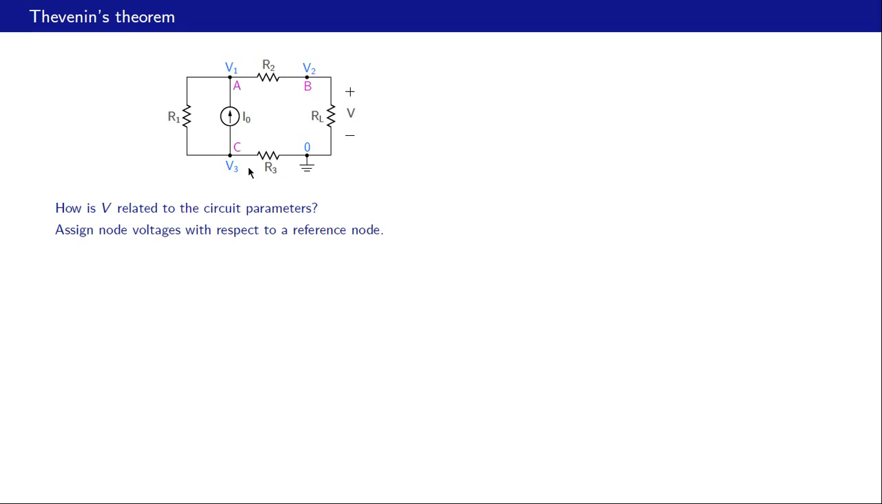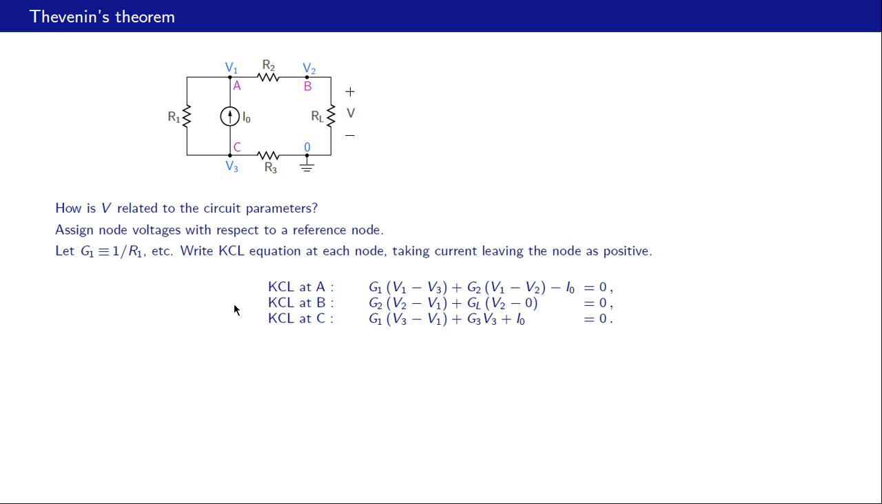Now what we will do is write KCL equations in terms of V1, V2 and V3 at these nodes A, B and C. And in doing that, let us define G1, a conductance, as 1 over R1, G2 equal to 1 over R2, etc. These are our KCL equations.